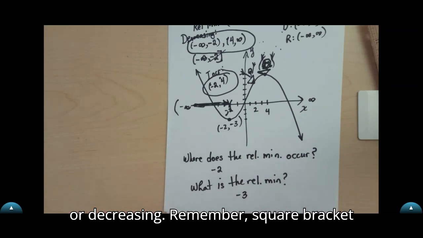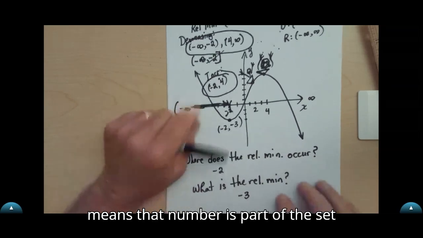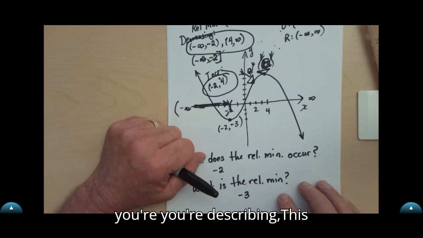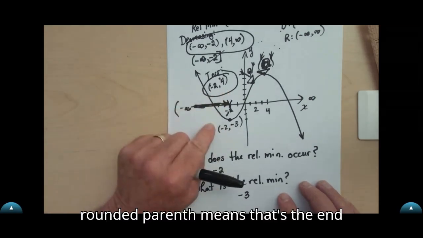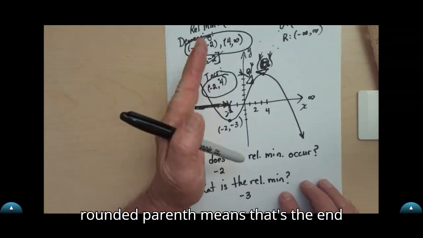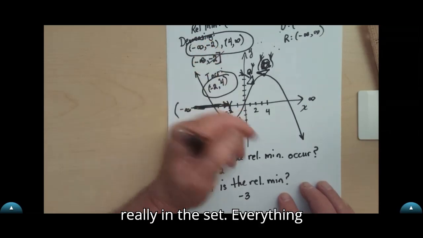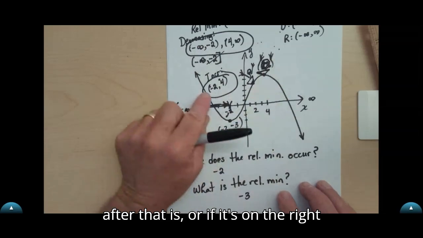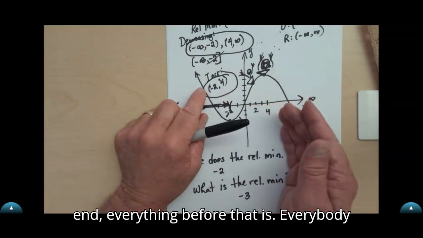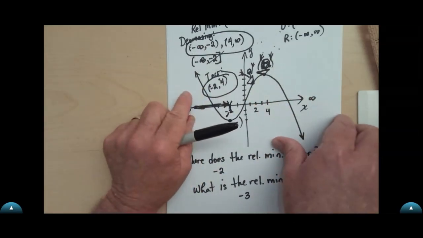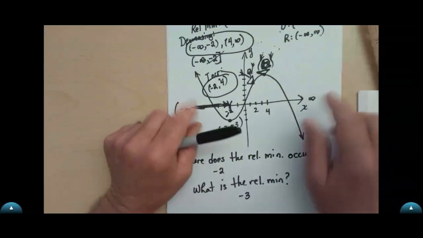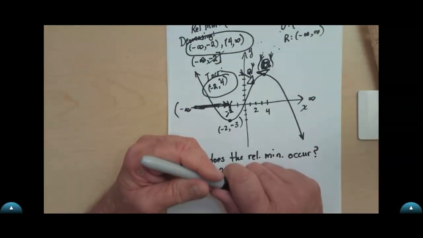Remember, square bracket means that number is part of the set you're describing. The rounded parenthesis means that's the end point, but that point itself is not really in the set. Everything after that is, or if it's on the right end, everything before that is. Everybody with me? So if it's included in the set, you get the bracket, and if it's not, you get the parenthesis.